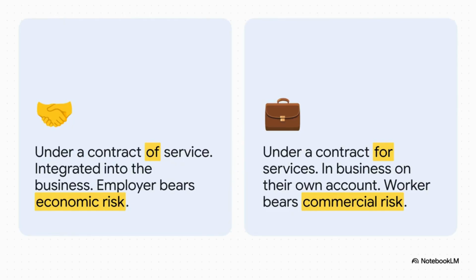So, how do the courts decide? They look at the reality of the arrangement. You'll hear this bit of legal jargon: a contract of service versus a contract for services. The easy way to remember this is that an employee is part of the business. They're integrated. An independent contractor provides services for the business. They have their own autonomy and they bear their own commercial risk.